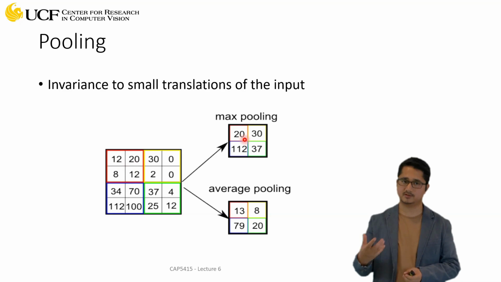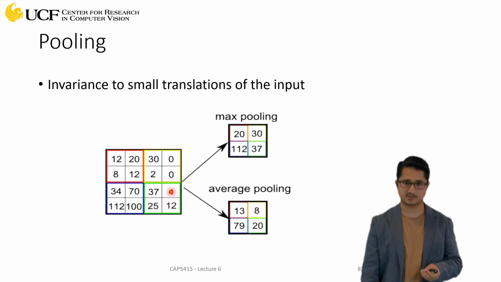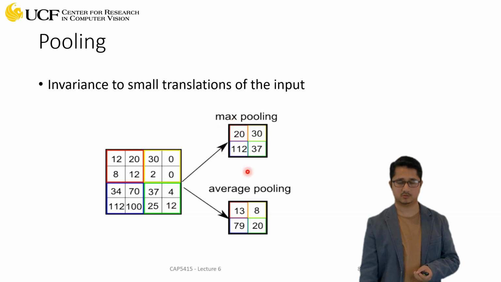And there are various different versions of pooling. For example, in this case I'm showing you max pooling, and this is average pooling. Max pooling is you just pick the maximum value in this neighborhood. So in this case, it's 20, you just pick that. In this case, it's 30, you will just pick that. Same for these two, in this case 112, in this case 37. So if you have such an activation map and you perform the max pooling operation on this, your output is going to be this.